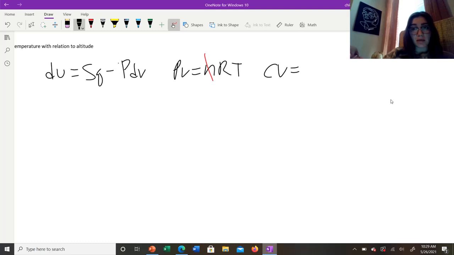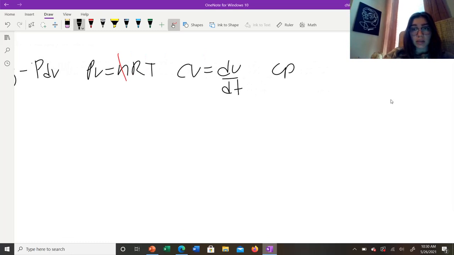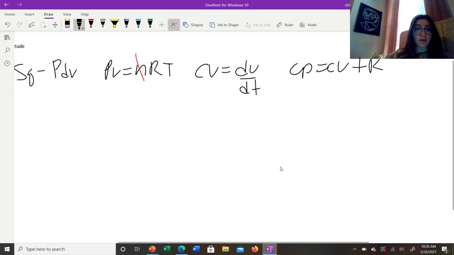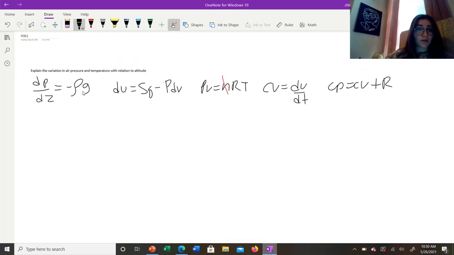We're also going to be using two more small equations. Cv equals dU over dT. And then also Cp equals Cv plus R, where in these two equations, Cv equals the heat capacity at constant volume, and Cp equals the heat capacity at constant pressure, and R is the gas constant. So for the first part, we are going to try and solve for the density. So we're going to be using the definition of statics and the ideal gas law.